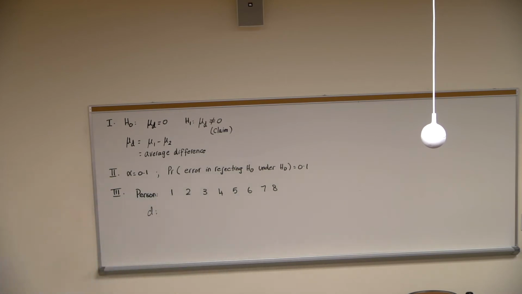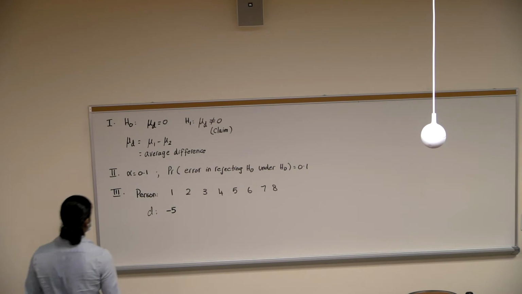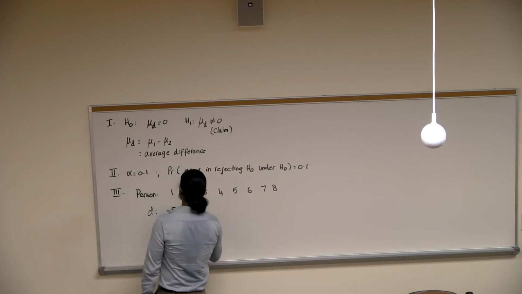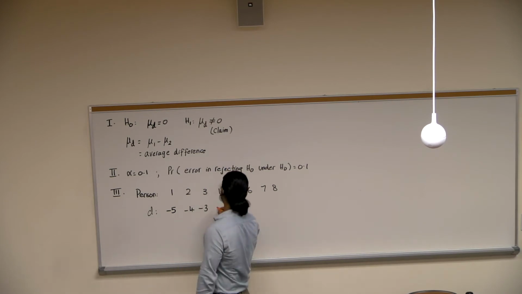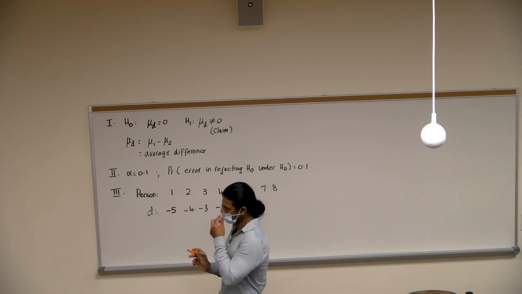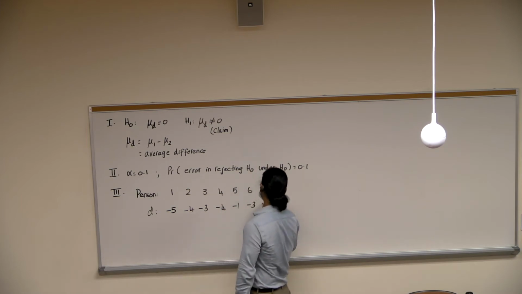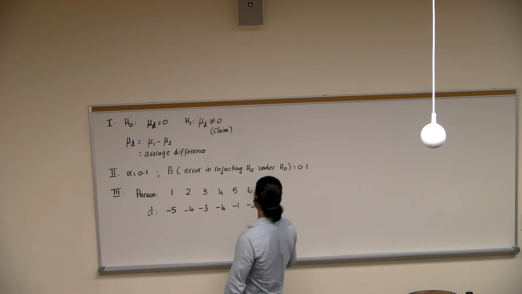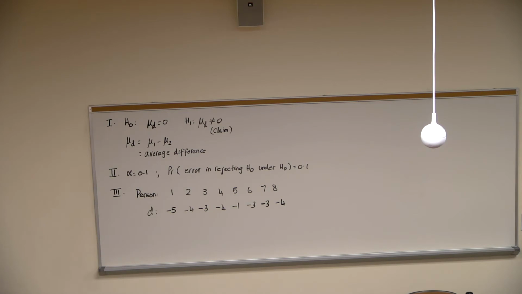So for the first observation, it is 5 minus 10, which will give us negative 5. 4 minus 8, negative 4. 7 minus 10, negative 3. 6 minus 10, negative 4. 9 minus 10, negative 1. 7 minus 10, negative 3. 6 minus 9, negative 3. 6 minus 10, negative 4. And what do we need to find using those differences?